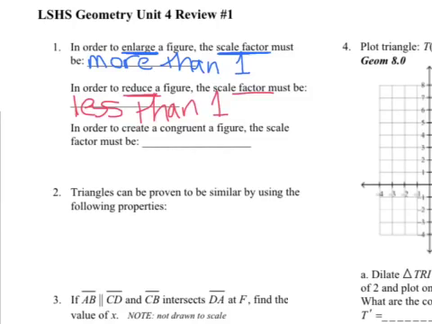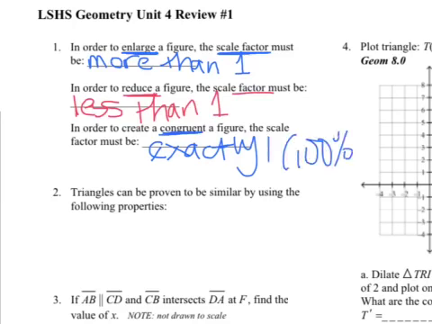And in order to create a congruent figure, that means exactly the same size and shape, the scale factor must be exactly 1, or 100%, and that'll keep it the same size and the same shape.